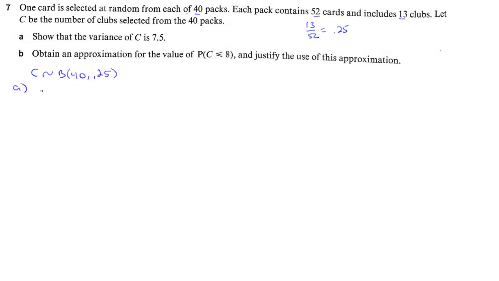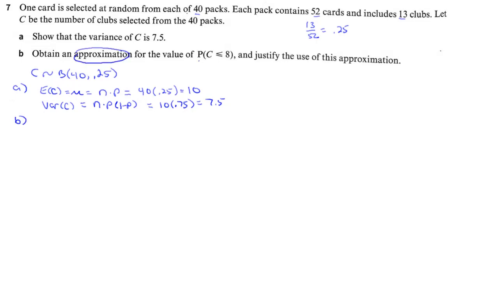And then I know for binomial distribution, the expected value or the mean is equal to n times p. In this case, 40 times 0.25, that's going to be 10. And then the variance of C, or X, I should change this, which makes us make this C here. That's better. The variance of C is equal to n times p times 1 minus p. In this case, it's going to be 10 times 0.75 or 7.5. That's the variance. That's part A.